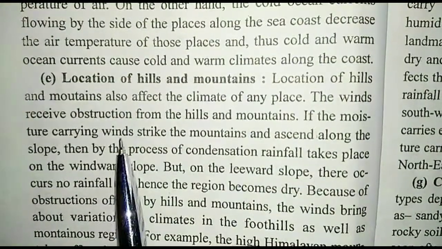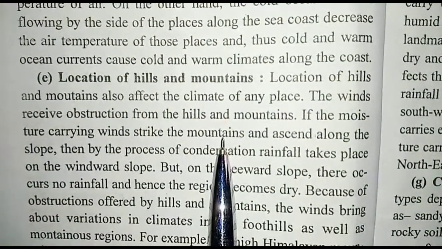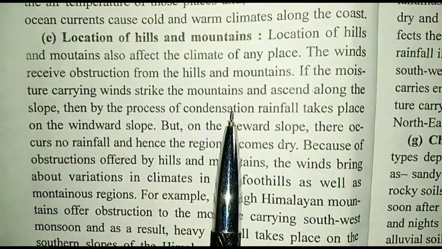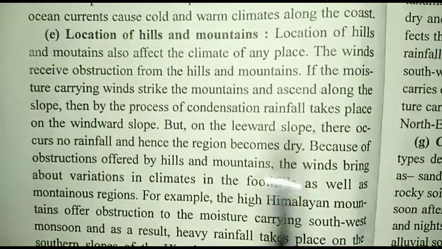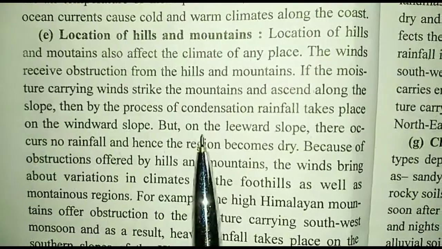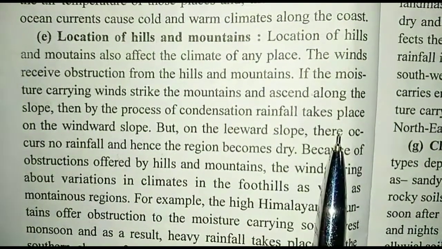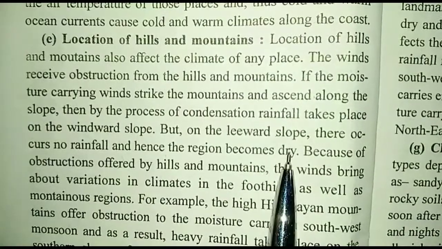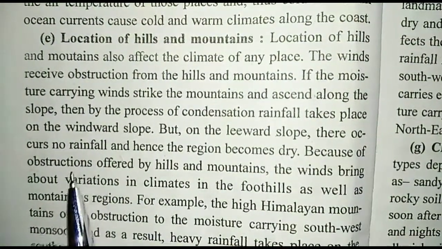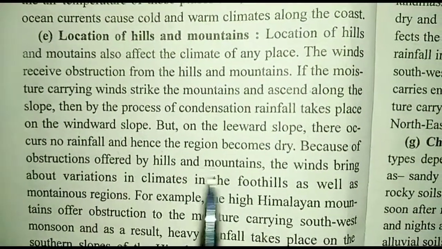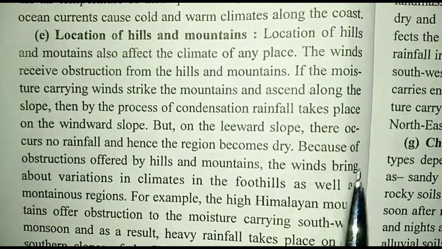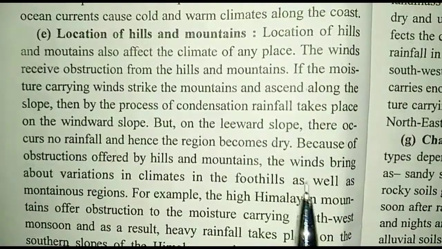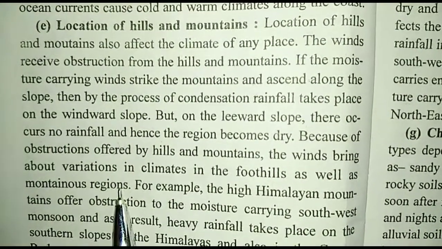If the moisture-carrying winds strike the mountains and ascend along the slope, then by the process of condensation, rainfall takes place on the windward slope. But on the leeward slope, there occurs no rainfall, and hence the region becomes dry. And because of obstructions offered by hills and mountains, the winds bring about variations in climates in the foothills as well as mountainous regions.